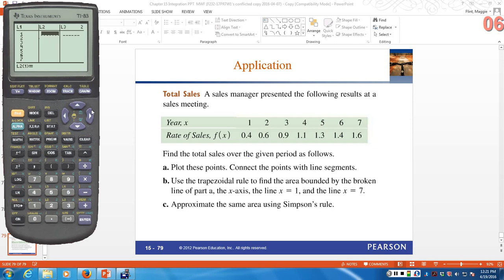And his rate of sales, which is a derivative value, at the end of year 1 was 0.4. The end of year 2 is 0.6. The end of year 3 is 0.9. At the end of year 4, it's 1.1. At the end of year 5, it's 1.3. And then 1.4, and then 1.6.